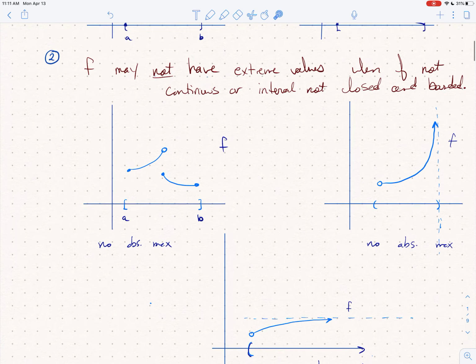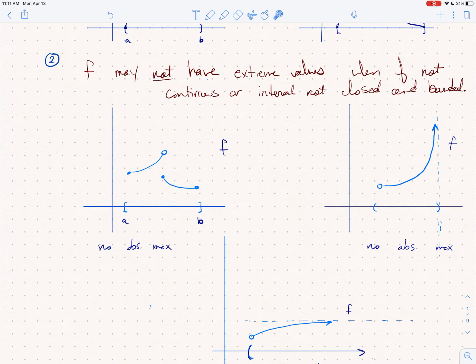So just to be very clear, the extreme value theorem guarantees you an absolute min and an absolute max, i.e. extreme values, when the function is continuous on a closed bounded interval. You might have extreme values in other cases, but then again you might not.